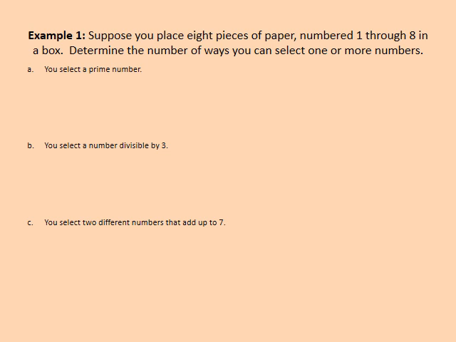Example 1. Suppose you place 8 pieces of paper numbered 1 through 8 in a box. Determine the number of ways you can select one or more numbers. So the first question is, you select a prime number. So our numbers are 1, 2, 3, 4, 5, 6, 7, 8. The ones that are prime are 2, 3, 5, and 7. So the number of ways you can select a prime number is there are 4 ways.